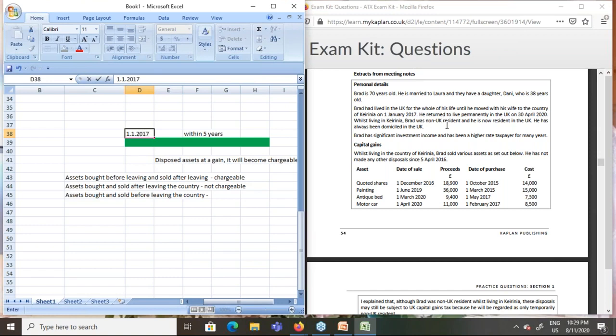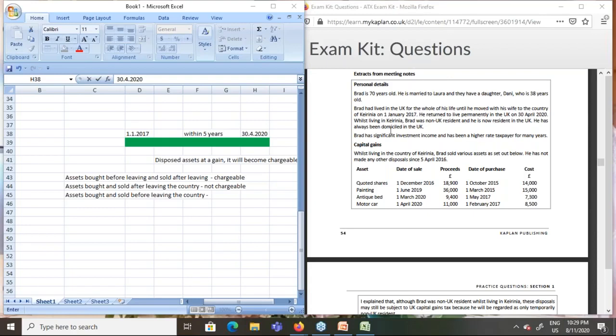He returned to live permanently in the UK on 30th April 2020. So he left the country on the 1st of January 2017 and came back within a period of 5 years. Okay? He returned to live permanently. Whilst living in Kenya during this time period, Brad was non-UK resident and he is now resident in the UK.